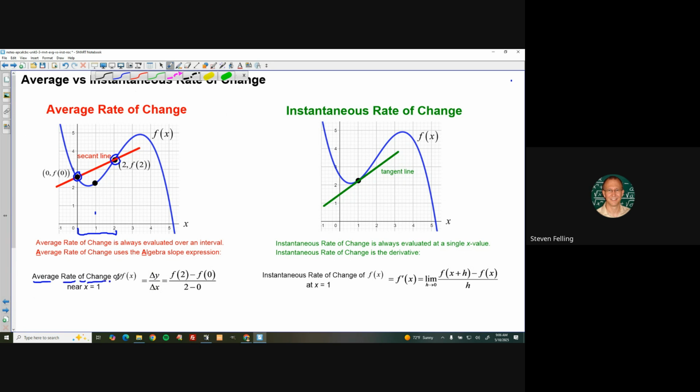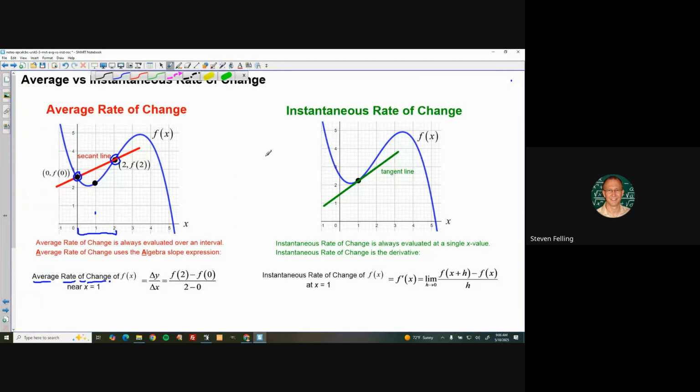So that specific phrase in calculus means the change in y over the change in x, and it has to be specified over an interval. So the change in y is f at the end, f at 2 minus f at the start, f of 0, divided by the width of the interval, 2 minus 0.